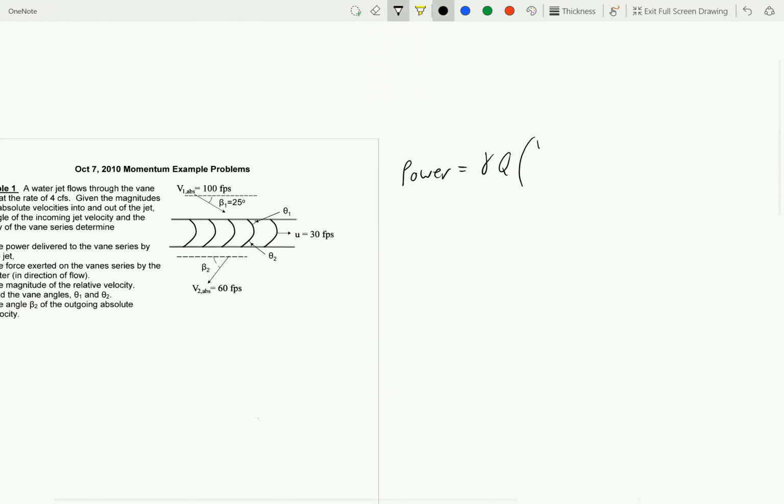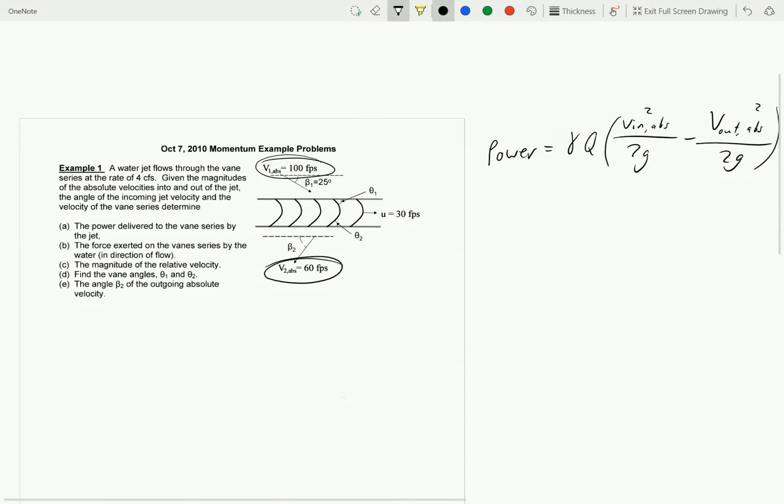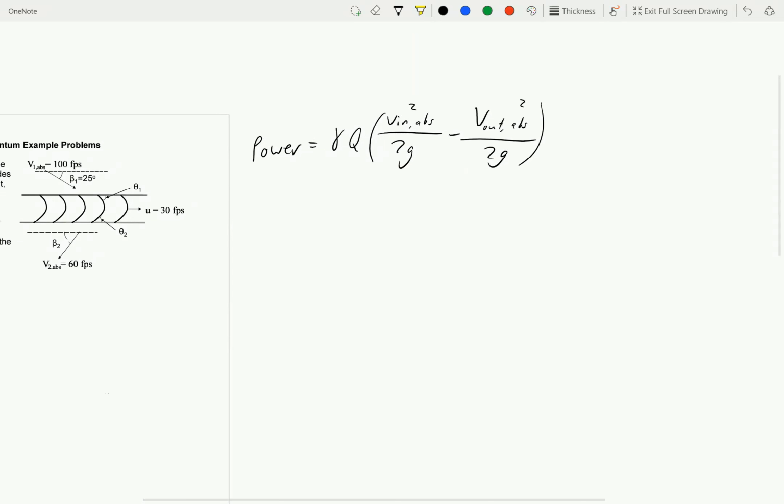times the velocity in absolute form squared over 2g minus v out absolute squared over 2g. And in this problem, we're given v1 absolute as well as v2 absolute, and the discharge is given in the problem statement to be 4 CFS. So we know everything that we need to calculate the power.